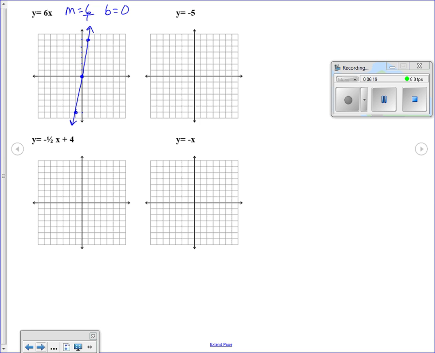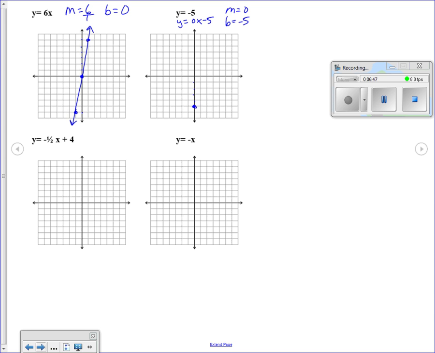Okay, so we got the next one, y equals negative 5. That's the same as y equals 0 times x minus 5. So our slope is 0 there, so 0 times x is just 0. So we don't have to write anything. So m equals 0, and b equals negative 5. So we're going to start at negative 5 on the y-axis. 1, 2, 3, 4, 5.